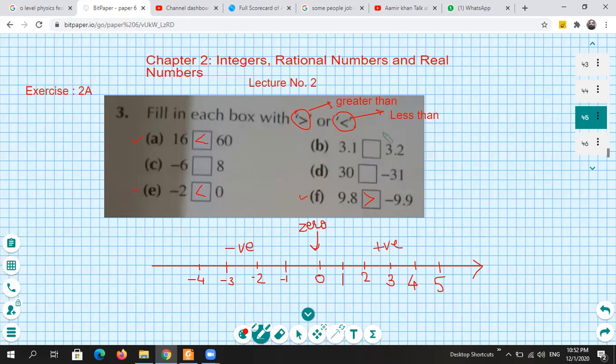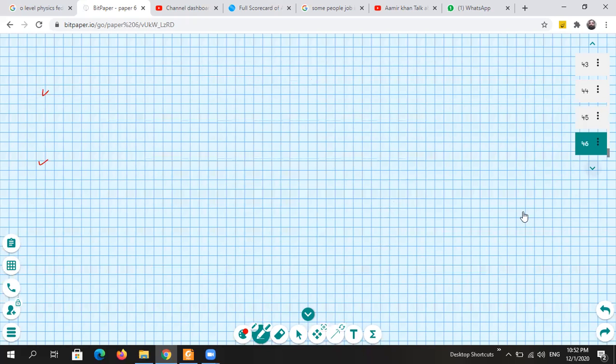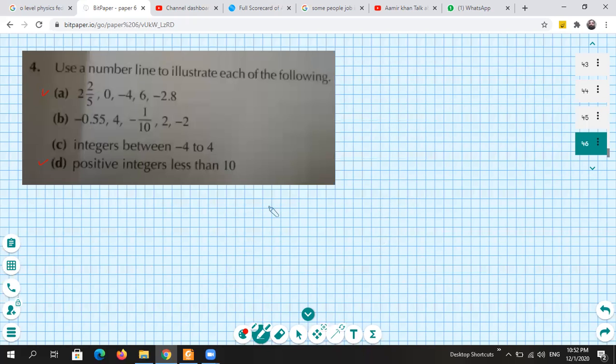Parts C, B and D will be given in your homework. I'm doing the next question. Question number 4. The statement is use a number line to illustrate each of the following. So we have been given a list of numbers, and we have to put each number on the number line. I'm doing part A first.